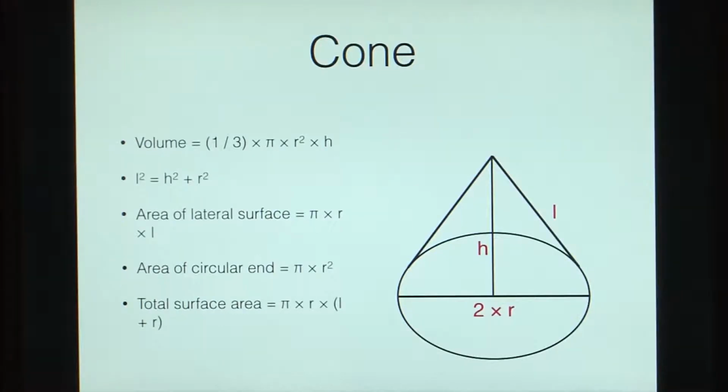Now, in the case of cones, this conical shape is used in the case of canopies. Volume is 1 by 3 the volume of the cylinder, and the lateral surface area is pi r l.